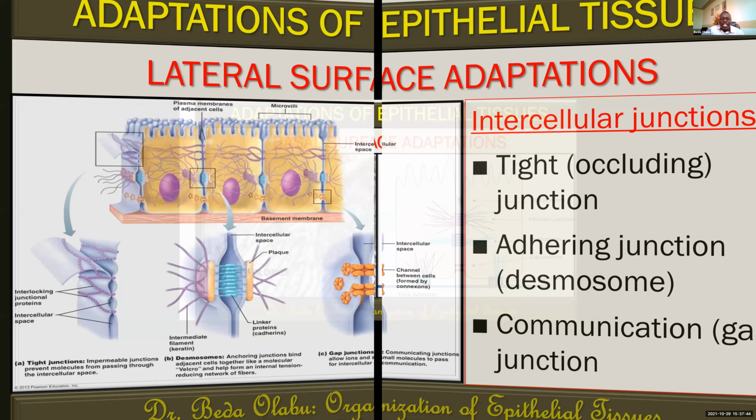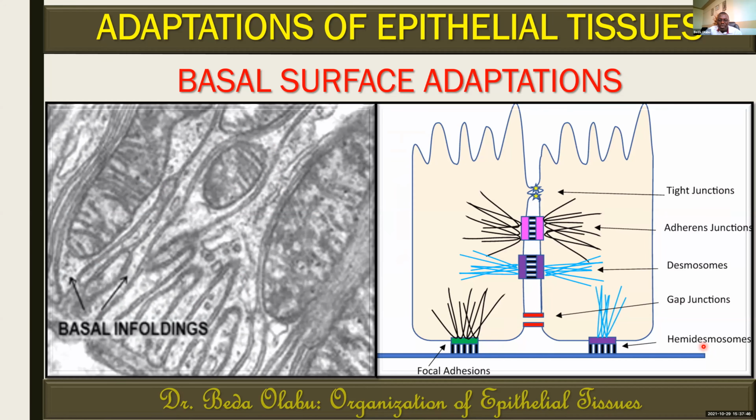The basal surface adaptations are two. One is hemidesmosome. Understand it's just a desmosome, except that now we are not talking about two cells. We are talking about a cell and a basement membrane. So you'll only have one disc instead of two discs. So because you have only one disc instead of two, we then call it hemidesmosome.